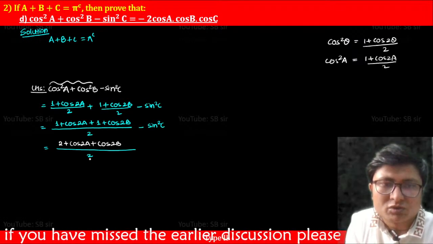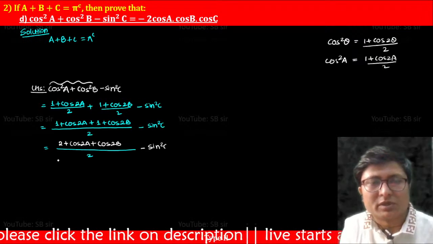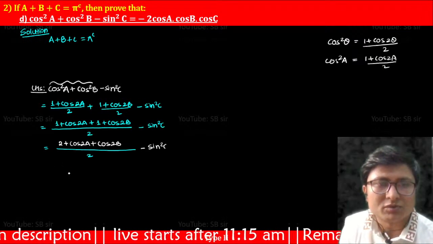If you get confused with this 2 here in the denominator, you can take 1 by 2 common and just write it over here: 1 by 2 and 2 plus cos 2A plus cos 2B.